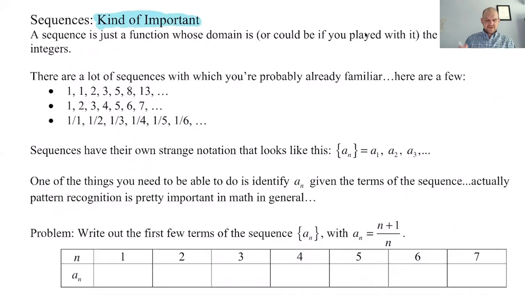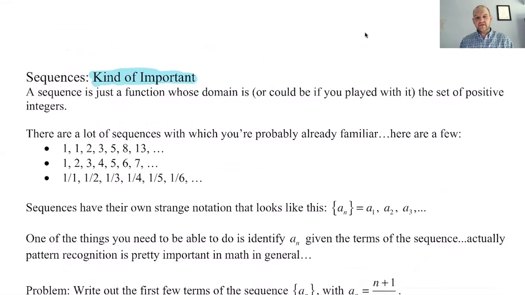Anyway, a sequence is basically the outputs of a function whose domain is the positive integers or the non-negatives usually. So the positives would be 1, 2, 3, 4. The non-negatives would be 0, 1, 2, 3, 4, and so on. So you already know a bunch of them.